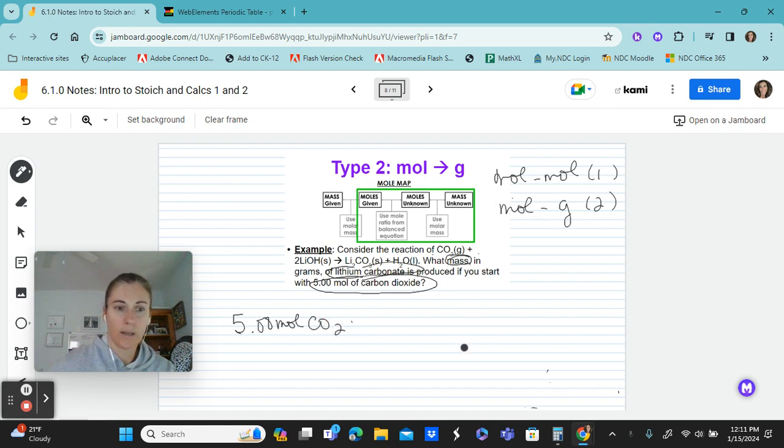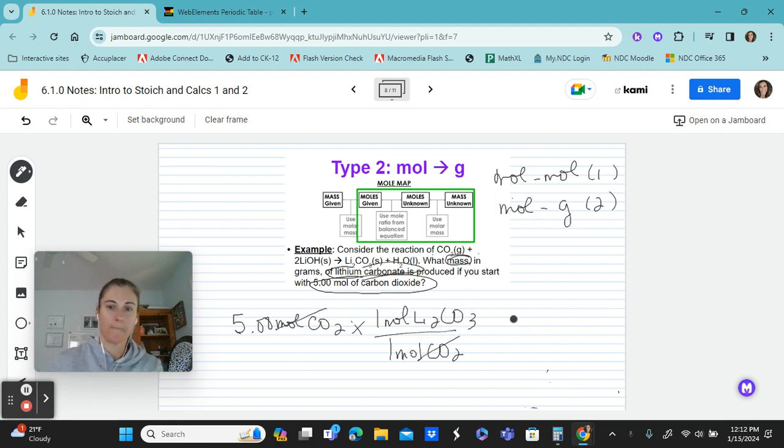I'm still writing out my formulas, and I encourage you to do that. First step is to do the mole-mole. So we're going to look at our balanced equation. We're going to say, okay, we have 1 mole of CO2 on the bottom, and we're going to lithium carbonate, and we have 1 mole of lithium carbonate on top. Now moles of CO2 will cancel out.